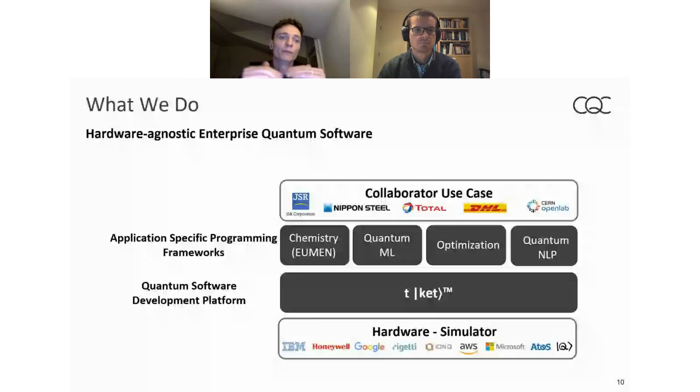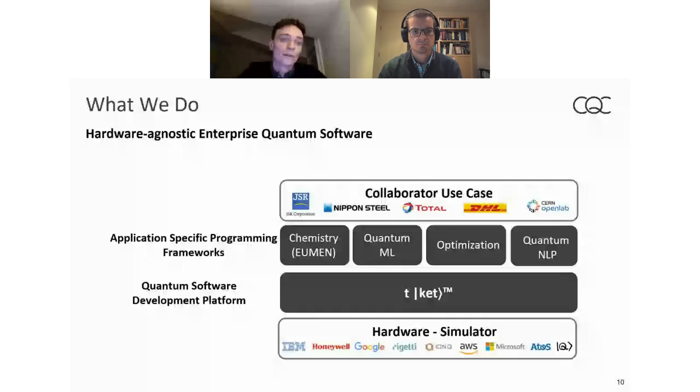And then on top of Tket, we built application-specific frameworks that leverage Tket for chemistry, so looking at simulating molecules and solid-state material, quantum machine learning and optimization. We have a particular focus on finance, of course, but we also work on manufacturing efficiencies, and also quantum natural language processing, so using quantum computers to understand grammatical sentences.